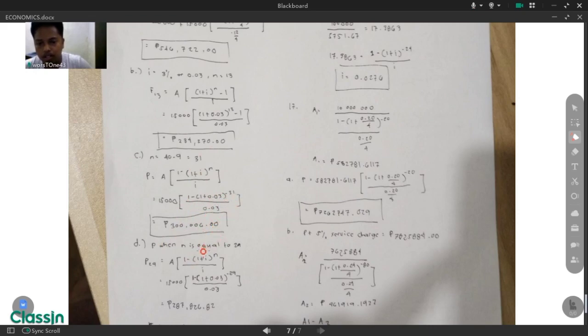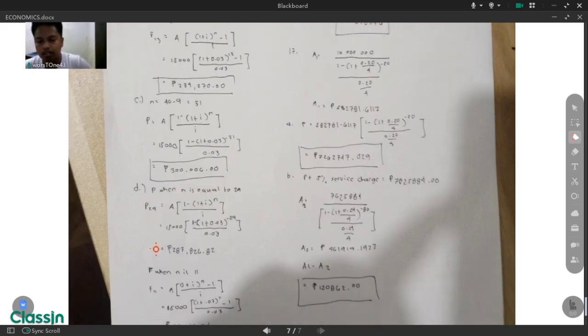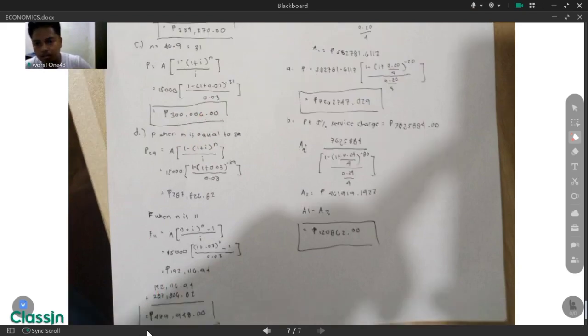0.03. And that payment after 8 payments missed, we just directly substitute it, and we have the same interest, and N is 31 since 40 minus 9, since we disregard those. Okay, we have 300,000 pesos as our payment. P when N is equal to 29, so our present worth or the payment at 29.